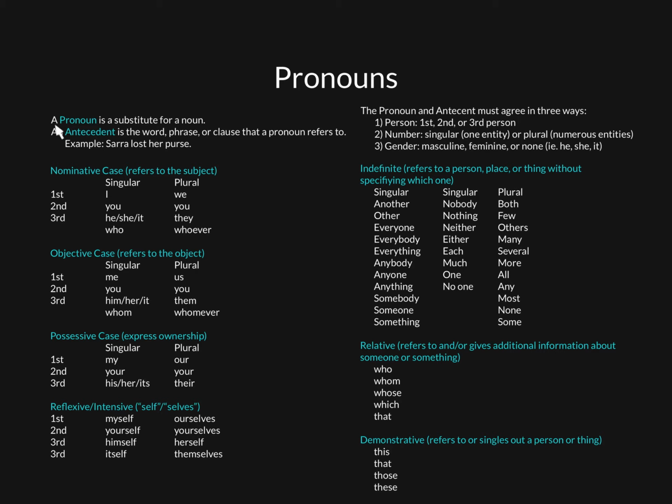So, a pronoun is a substitute for a noun, and when understanding pronouns, you must also understand an antecedent. And an antecedent is the word, phrase, or clause that a pronoun refers to. So now, what does this mean?